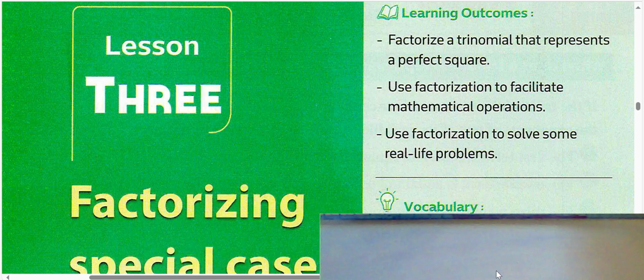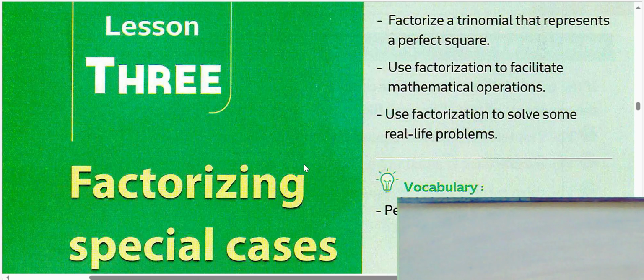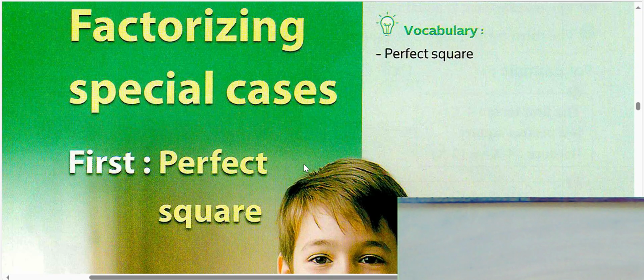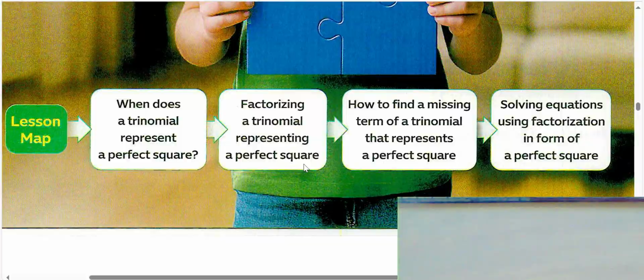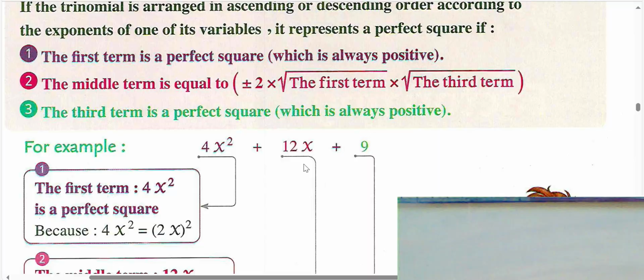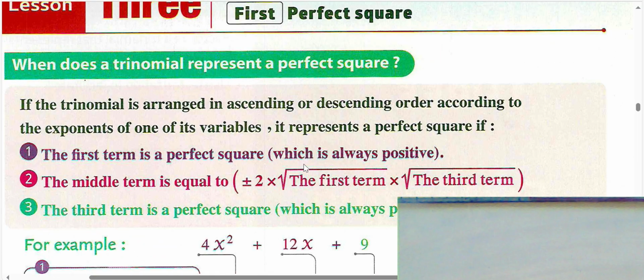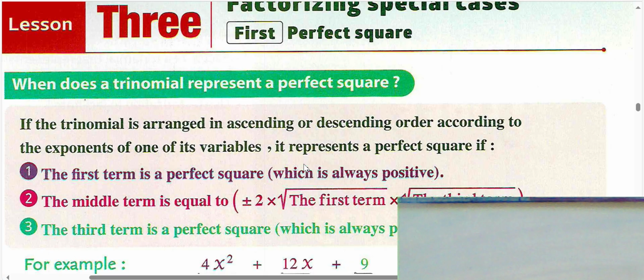Today we'll explain lesson number 3, Factorizing Special Cases from the Moaser book. First we'll explain perfect square. Okay, listen to me. First question. When does a term represent a perfect square?